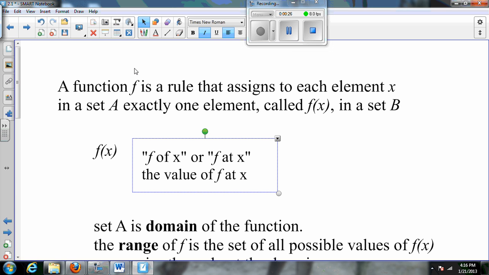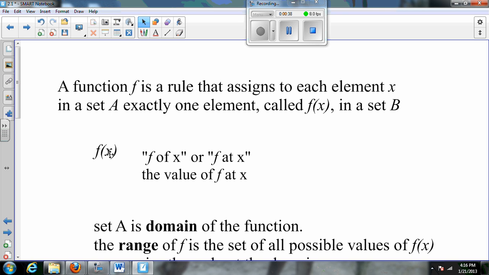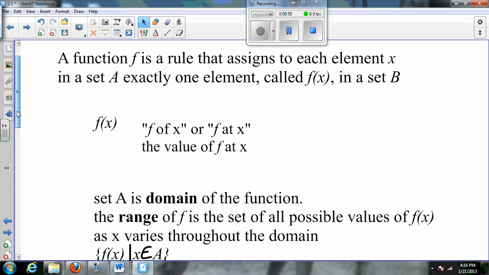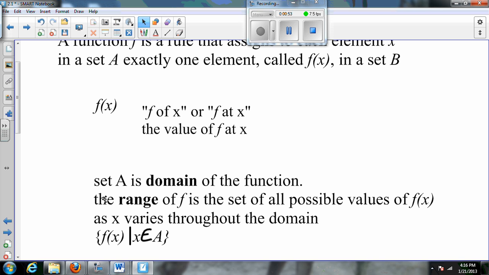A function f is a rule that assigns to each element x in a set A exactly one element, called f of x, in a set B. So we have f of x, or f at x. It means the value of f at x. So you will have set A, which is the domain of the function, and then the range of f is the set of all possible values of f of x, as x varies throughout the domain. So you'll have f of x where x is in set A.